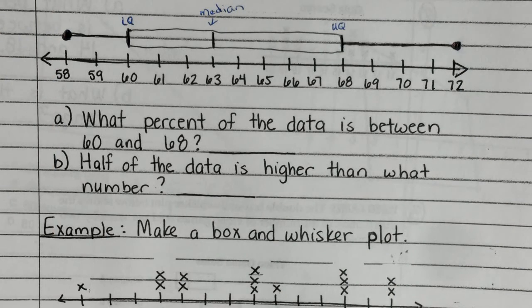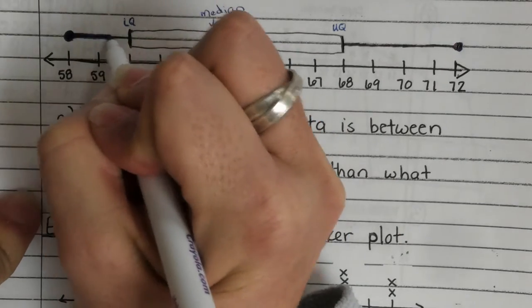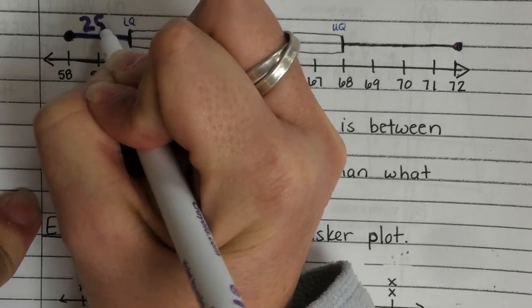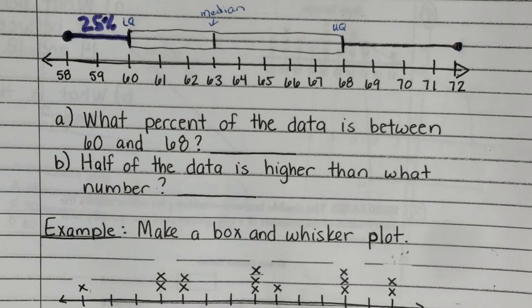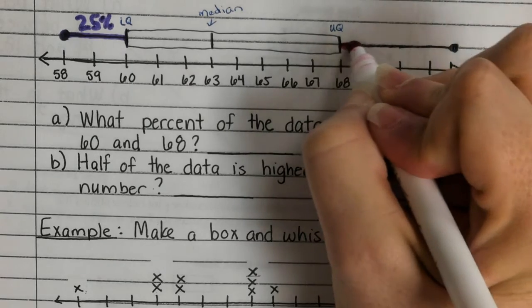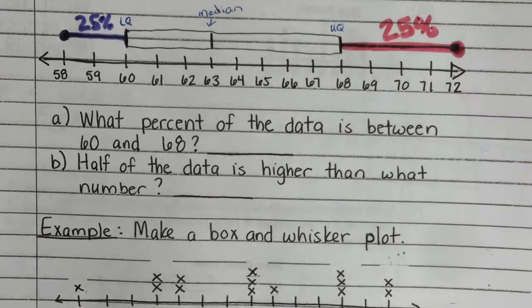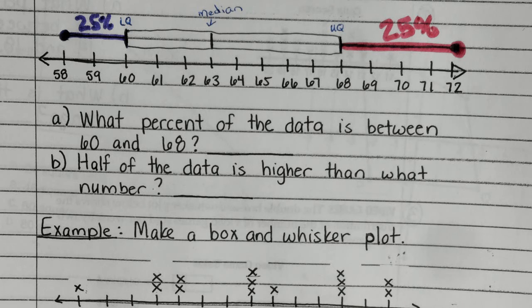So 25% always of your data is this end whisker. It is always 25% of your data. And that whisker might be skinny, short, or really long. It just matters how many pieces of data are in there. The other whisker at the other end is, once again, 25% of your data. And you can see one's longer than the other.